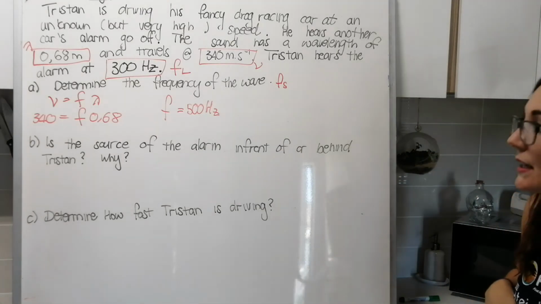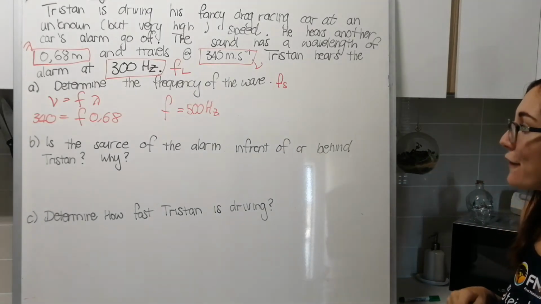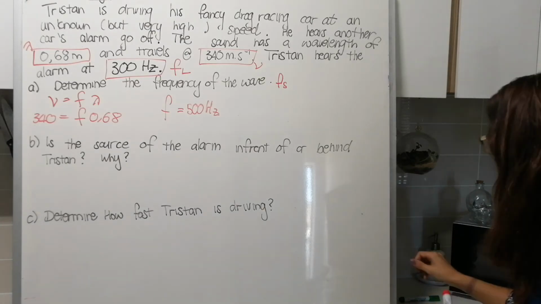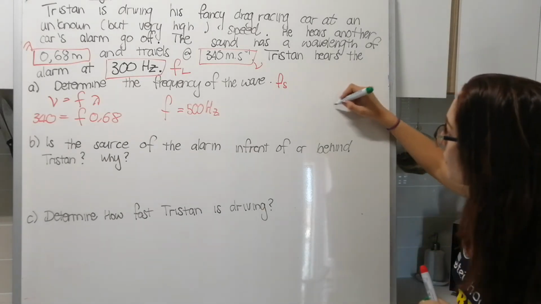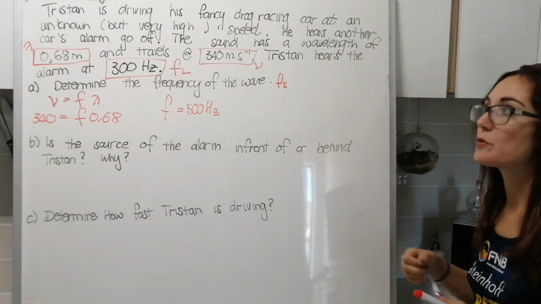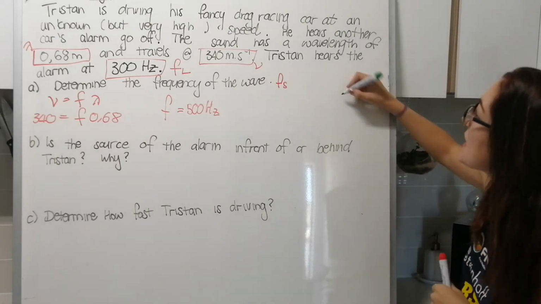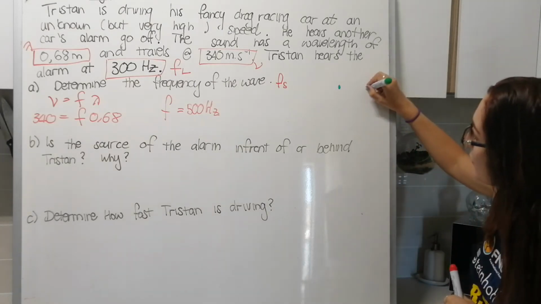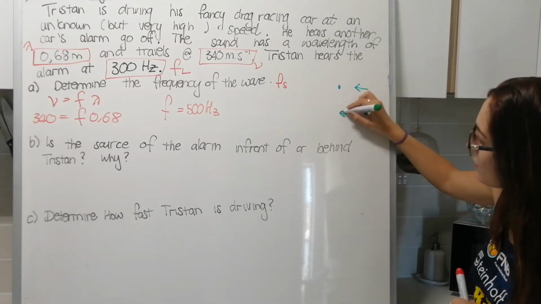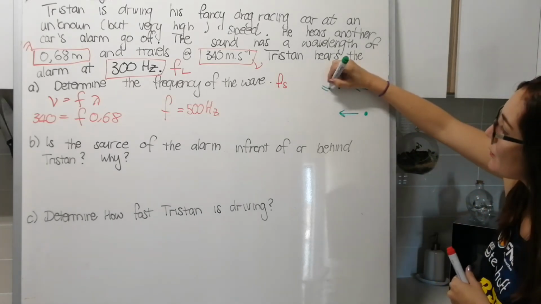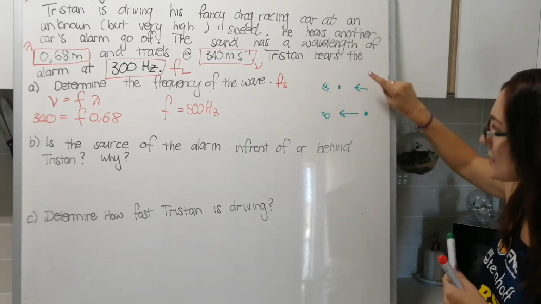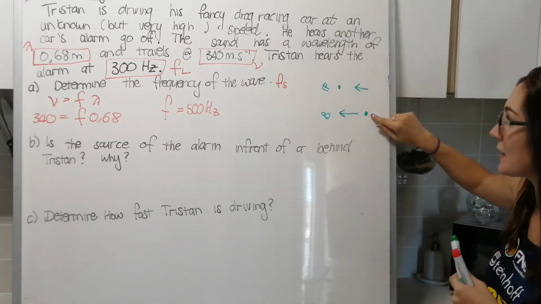Then, question B. Is the source of the alarm in front of or behind Tristan, and why? Okay, so let's draw a little picture of what's happening. We can't draw a picture because we don't know if it's in front of or behind him. But there are 2 options. Either we've got the source of the sound and Tristan moving towards the source of the sound, or we have the source of the sound and Tristan moving away from it, right? So this is if it were in front of him, and this is if it were behind him.